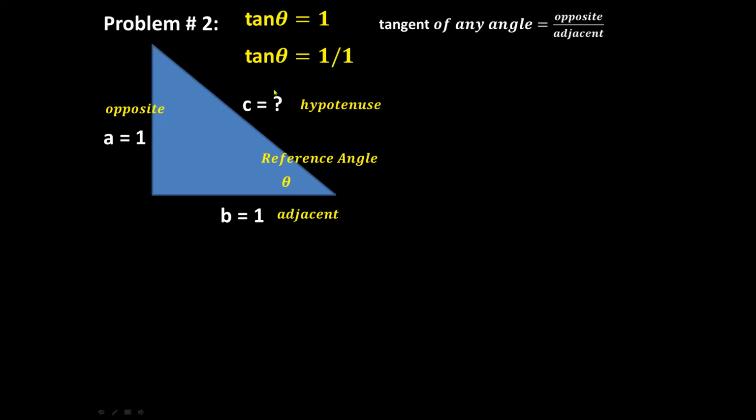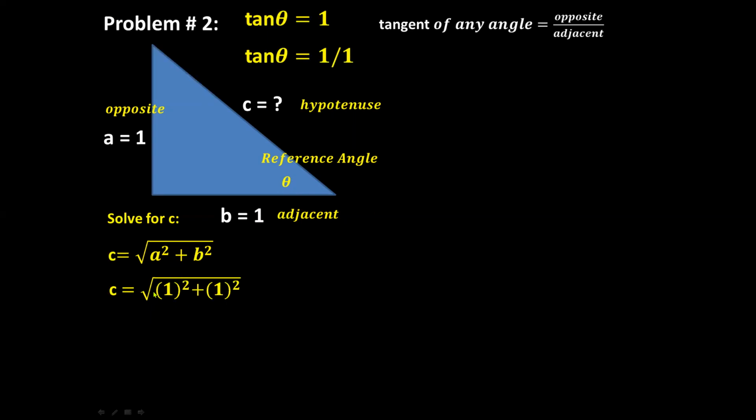So para mahanap natin ang value ng C, again, we apply Pythagorean Theorem. So solving for C, just like what I gave you kanina, yung formula ng pag-aanap ng value ng C, C is equal to the square root of A square plus B square. Wherein actually, direct substitution na lang tayo. May value ang A, 1. Ang value ng B is 1. So direct substitution, C is equal to the square root of 1 square plus 1 square.